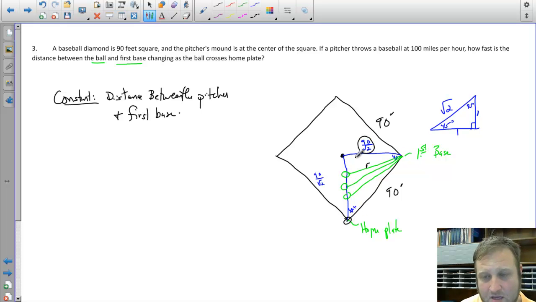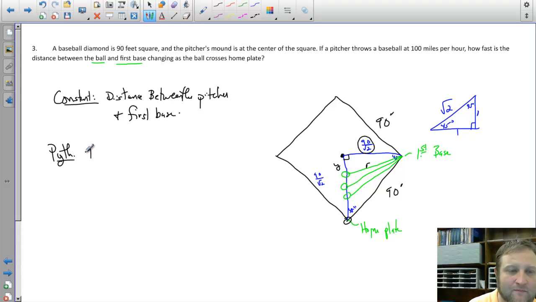home plate. So we will assume that there is a 90-degree triangle formed between the first baseman's length to the pitcher's length to first base, and the home plate will form a 90-degree angle. I'll call this value Y, because we have a vertical distance that will be changing, and a horizontal value that will be changing. So here I can apply the Pythagorean formula, or identity.